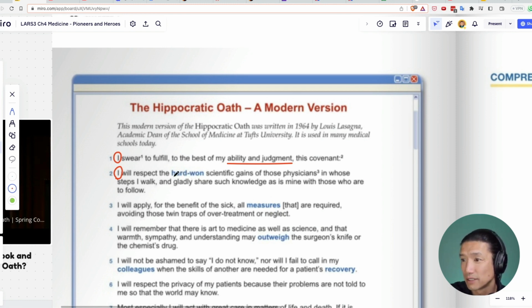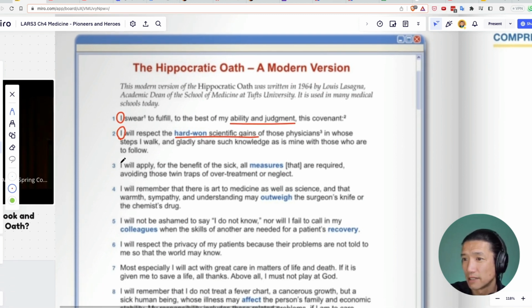I think the key word here is hard won scientific gains. Hard won. I apply for the benefit of the sick all the measures that are required, avoiding these twin traps of overtreatment. Avoid overtreatment or neglect.